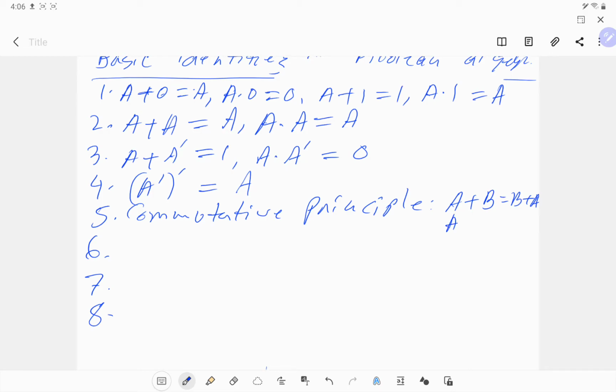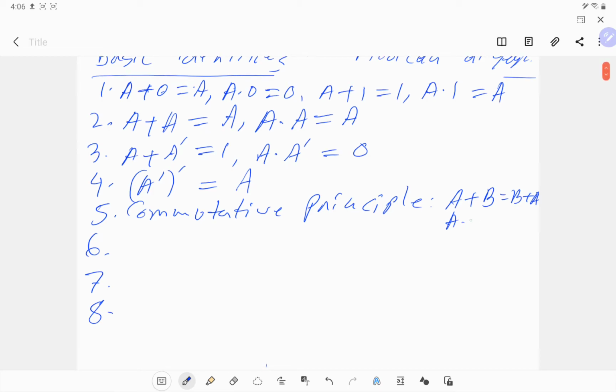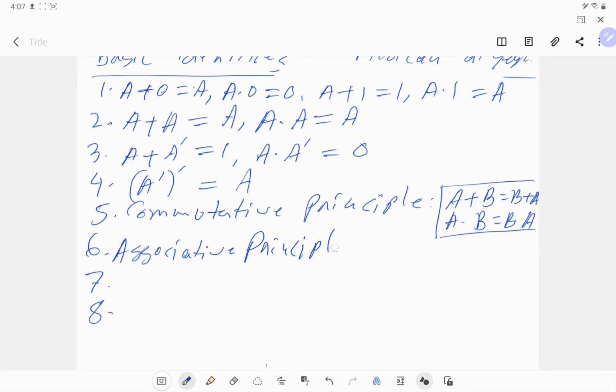Then A times B equals B times A. These two identities are called the commutative principle. Then the next one is the associative principle. The associative principle consists of three variables. It's considered A, B, C.